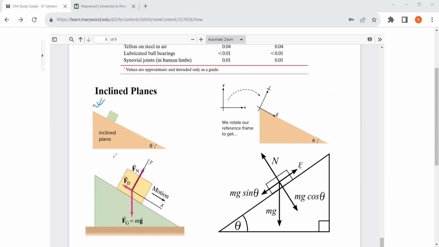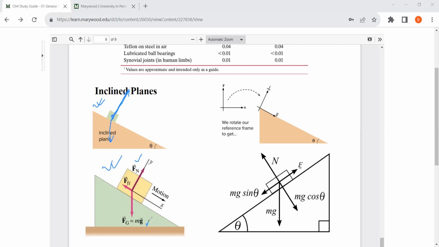All right, so now let's say we have an object on an inclined plane, something like this. What forces act on this object? We have these forces. Gravitational force is directly downward. The normal force is perpendicular to this surface. So this is the normal force, and this is the gravitational force.